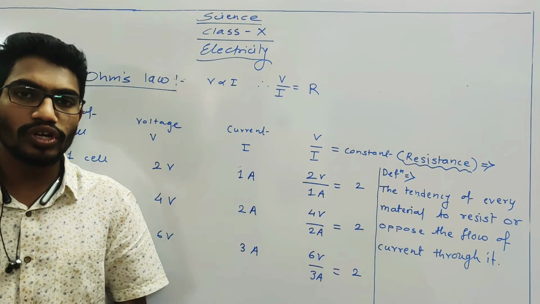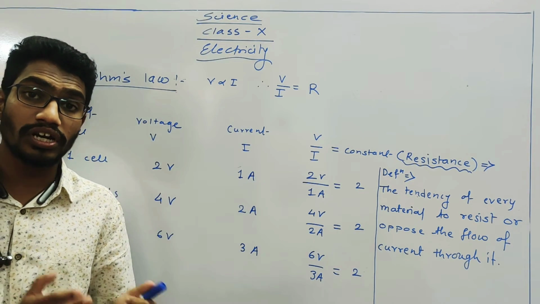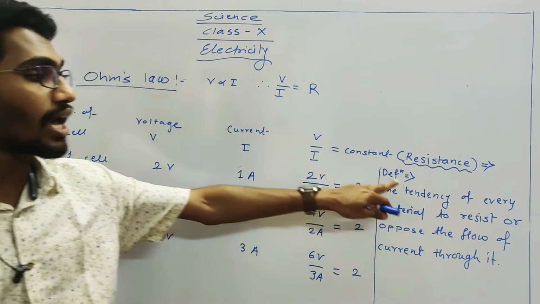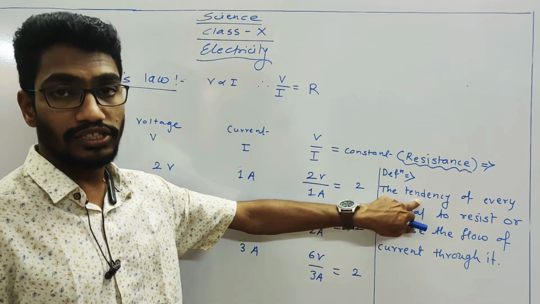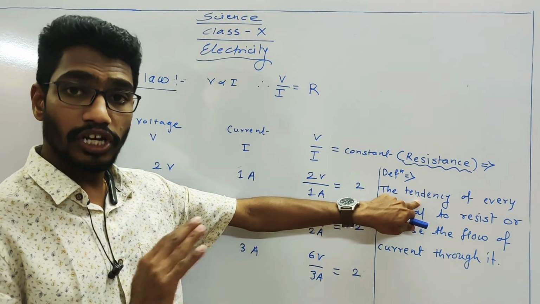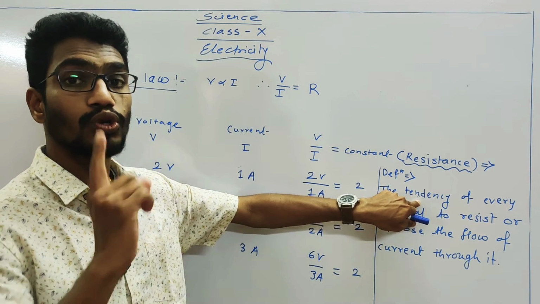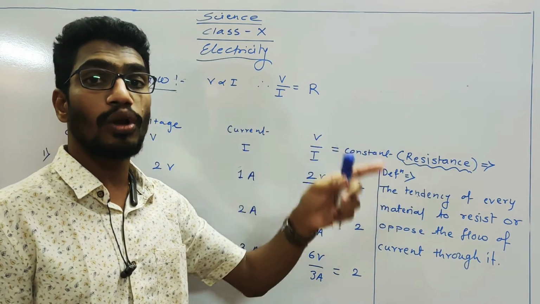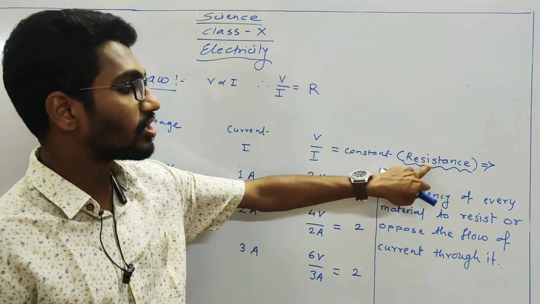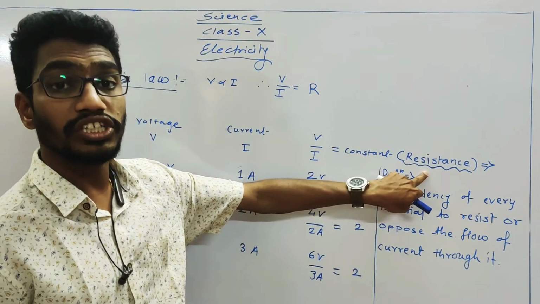So who is going to decide whether the given conductor is a good conductor or a bad conductor? Its ability to oppose the flow of charge. Oppose less, it becomes a good conductor. Oppose more, it becomes a bad conductor. So who is going to decide whether the material is a good or bad conductor? It is nothing but its property called resistance.